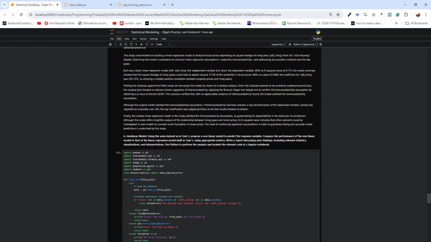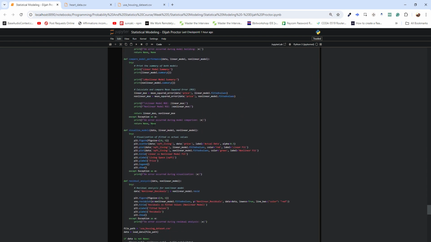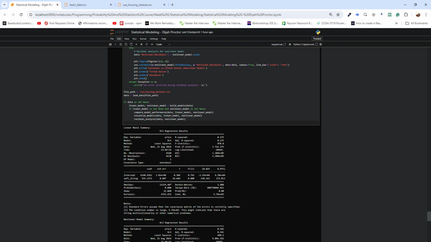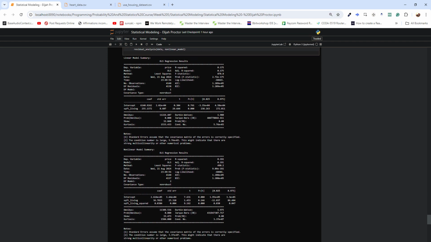So now let's talk about our final task, our non-linear model. Let's look at the results that are outputted here. We have our linear model summary with the R-squared value of 0.175. We have our nonlinear model with an output of 0.192. From these notes, the condition number is large for both, and this indicates that there are strong multicollinearity or other numerical problems within this data.